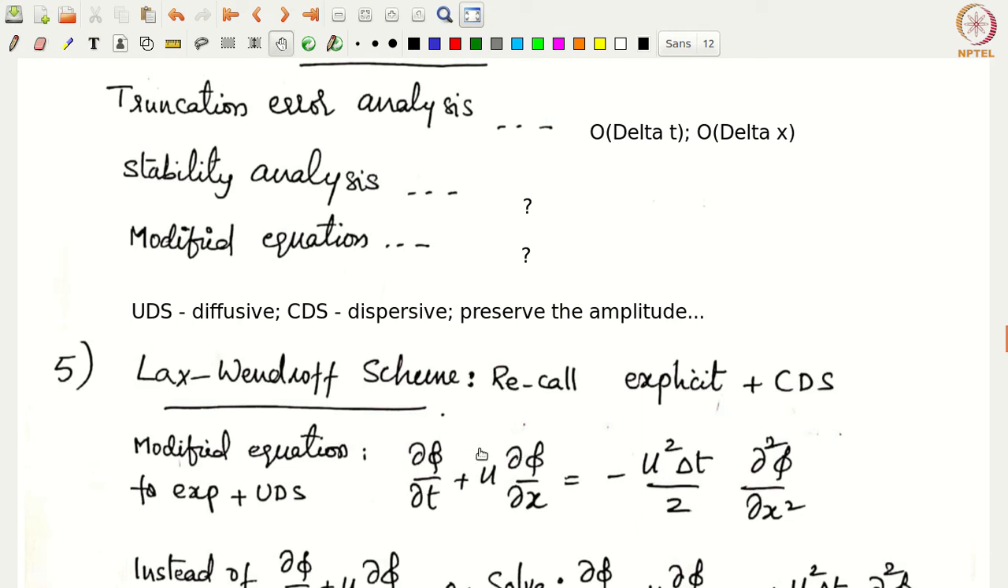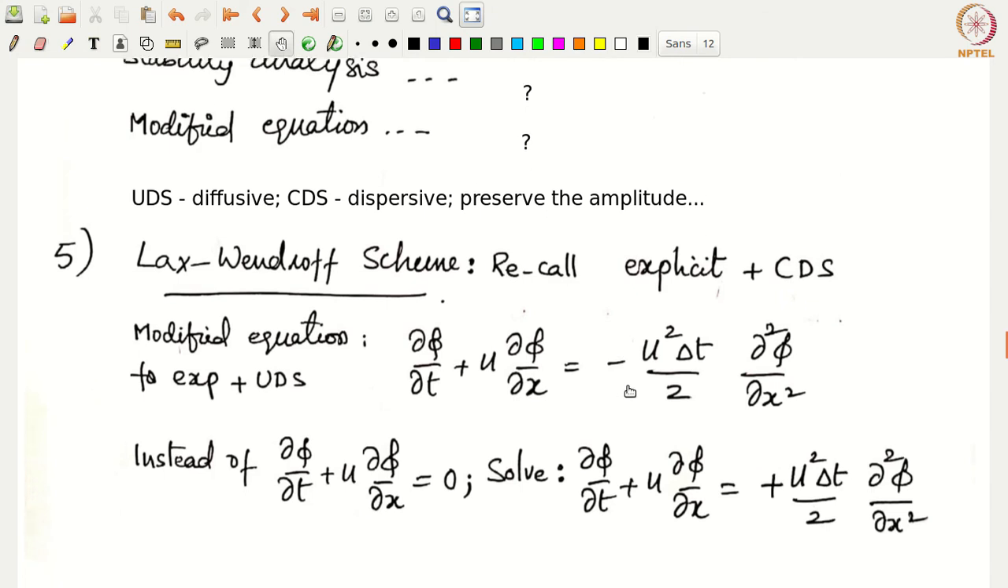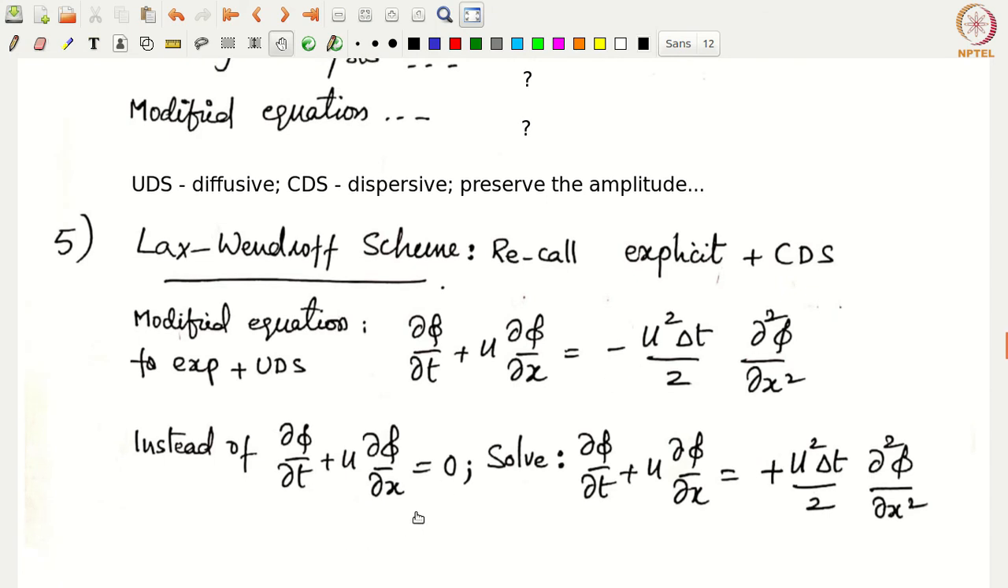Essentially, we should not solve for partial phi partial t plus u partial phi partial x equal to 0 in the first place. Rather, instead of solving the original wave equation, you add a positive value of the same quantity to the equation, such that in the modified equation, this minus gets cancelled with this plus. If you start off with this problem instead of the original problem, then you will not have the negative viscosity coming into play in the modified equation. As a result, it will work fine. That is the idea with which it was started off.